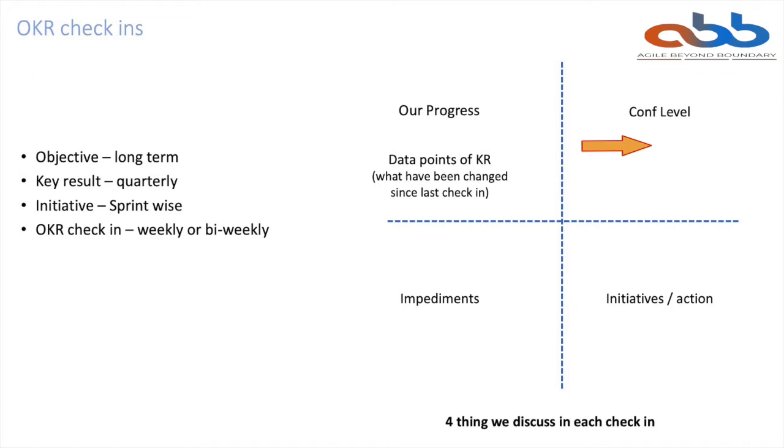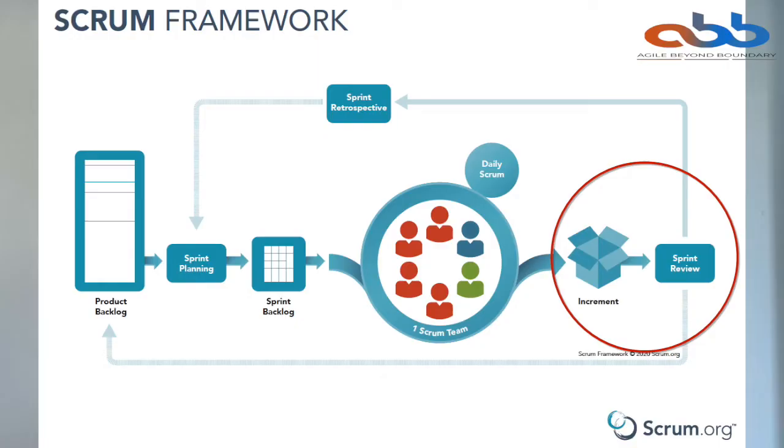And based on the first 2 questions, you talk about the next 2 questions: what is the hindrance? What are the impediments? What are the problems? And then what can we do? So your initiative. And these initiatives, again, go back to your simplified OKR template, and your initiatives will be updated or refreshed. A good way of embedding OKR check-in is to do it along with your sprint review, maybe immediately after your sprint review or just before your sprint review.